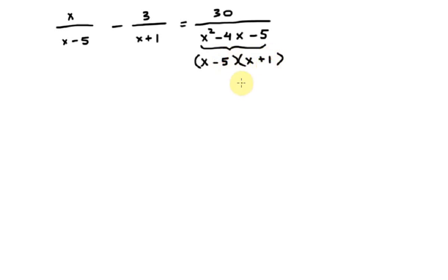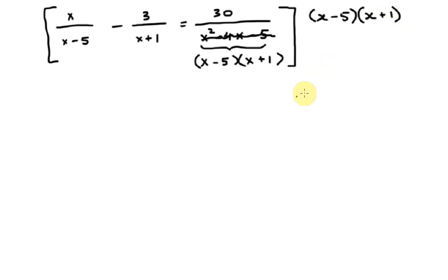Now take a look at this. X minus 5, x plus 1. And look at these fraction denominators over here. X minus 5, x plus 1. So in other words, and let's scribble this out. In other words, if I just go ahead and multiply everything here by x minus 5 and x plus 1, guess what? I'm going to get rid of all my fractions in one swoop.